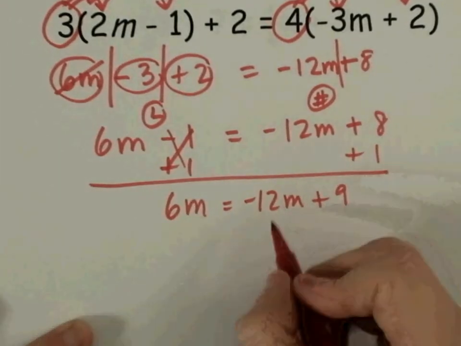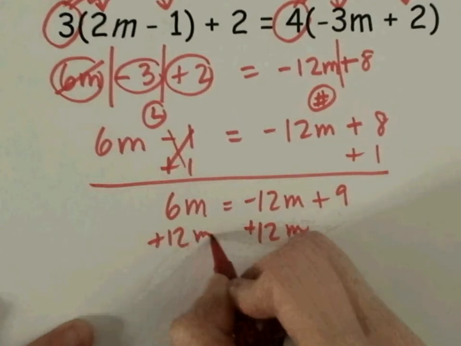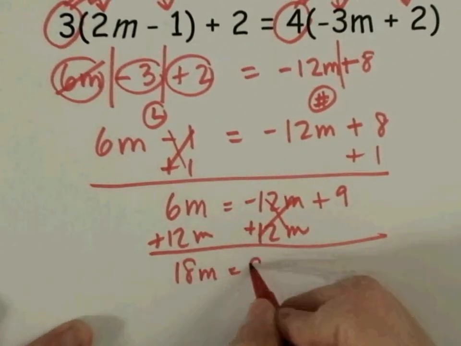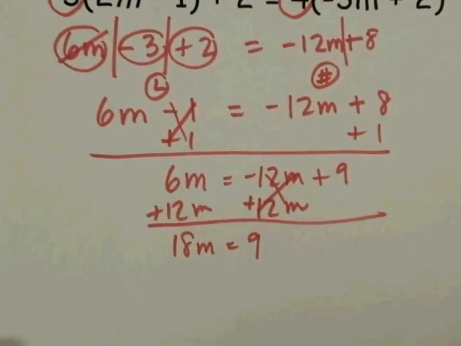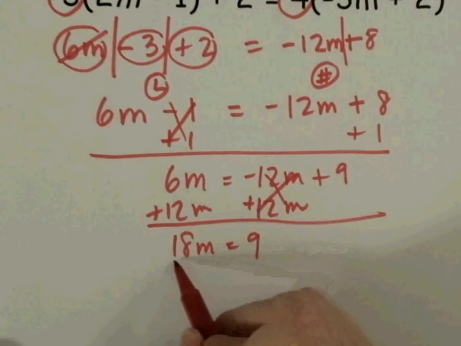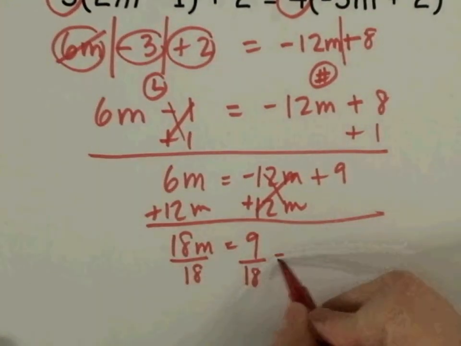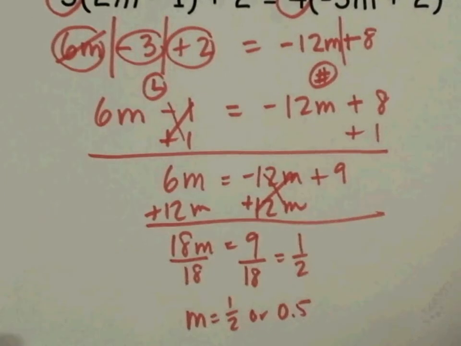Now I've got letters over here and I only want numbers, so I'm going to add 12 to both sides, and I get 18m equals 9. Now a lot of kids in my classes have said, oh, it's 2. No. I always, whatever's in front of the m is what I divide by. So this reduces to 1/2, so m equals 1/2, or 0.5.